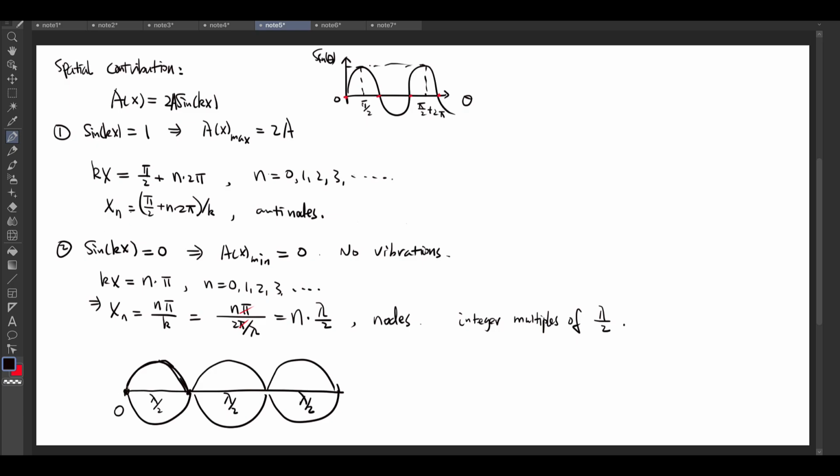So the first point, the leftmost point, must be a node because it's fixed, so it cannot vibrate. And also the right end here must also be a node. So we have fixed ends. That's why we have that. But we could have different situations. Let's say the right end is here, then that's also possible. Right end is here or there. So that's why we have different orders of standing waves.